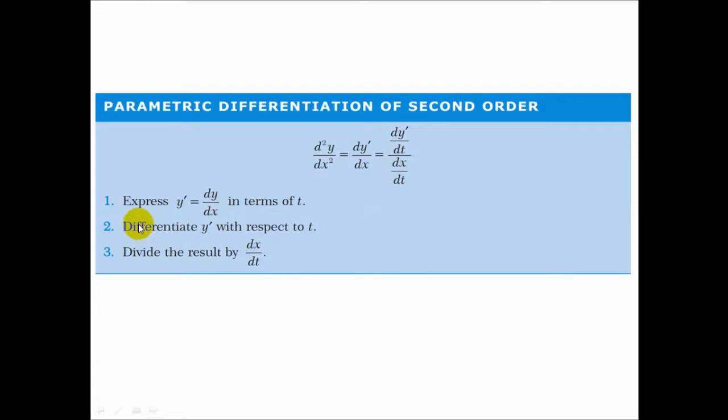So there are three steps to find the parametric derivative of second order. First, express y prime, which is dy over dx, in terms of t. Second, differentiate y prime with respect to t. And last, divide the result by dx over dt. So to find the value of the second-order parametric derivative, we must use these three steps. Let's see the example.